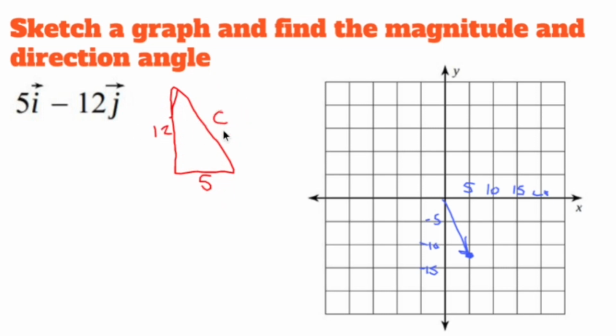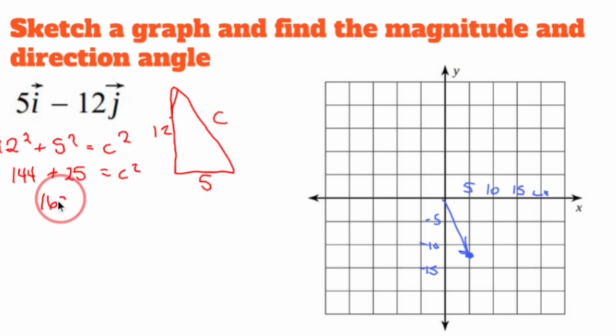Let's call you C. Okay, so this is Pythagorean theorem. 12 squared plus 5 squared equals C squared. 144 plus 25 equals C squared. 169 equals C squared, square root it, and C equals 13. So the magnitude is going to be 13.